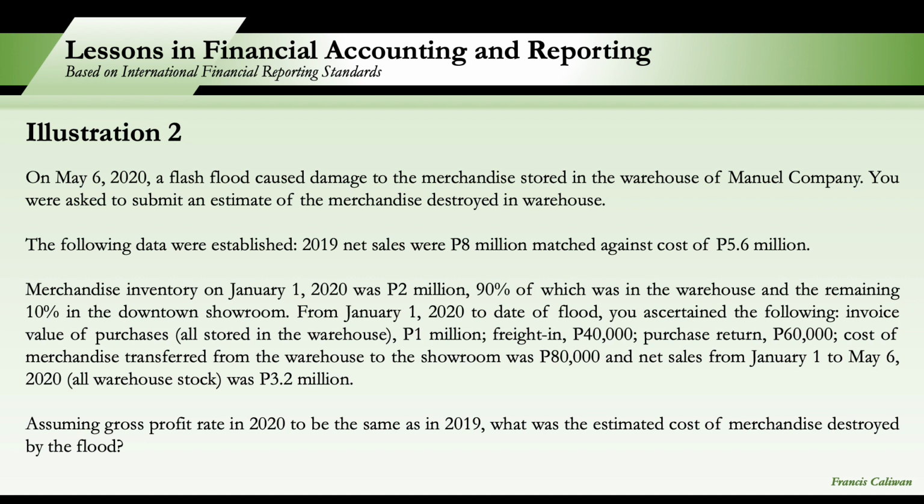So as of the date of flood, there are a total of 280,000 cost of merchandise in the showroom. That's 10% of the beginning inventory of 2 million, which is 200,000, plus 80,000. And then net sales from January 1 to May 6, all from the warehouse, was 3.2 million. So assuming a gross profit rate in 2020 to be the same as in 2019, what was the estimated cost of merchandise destroyed by the flood?